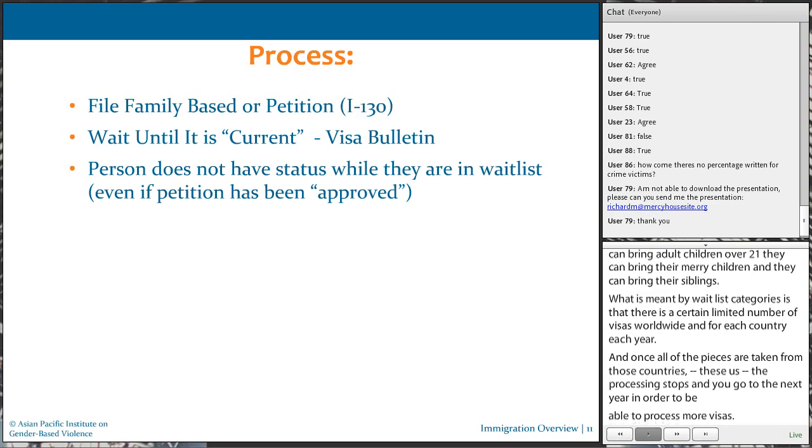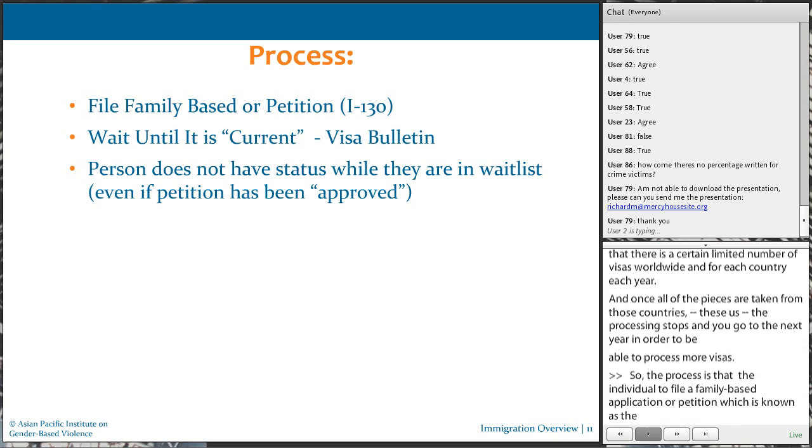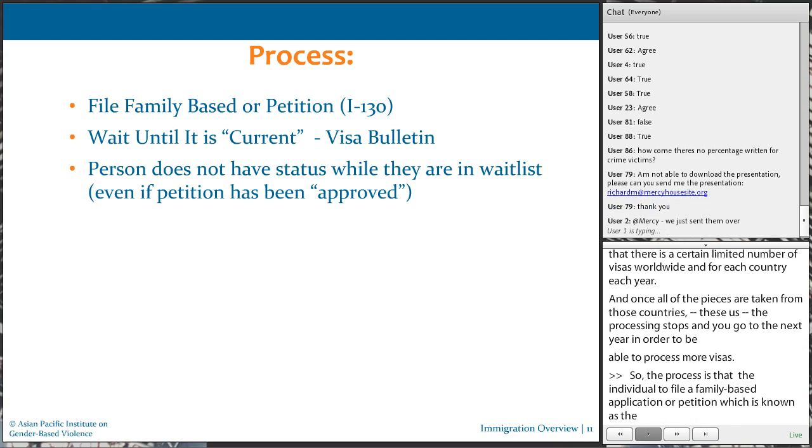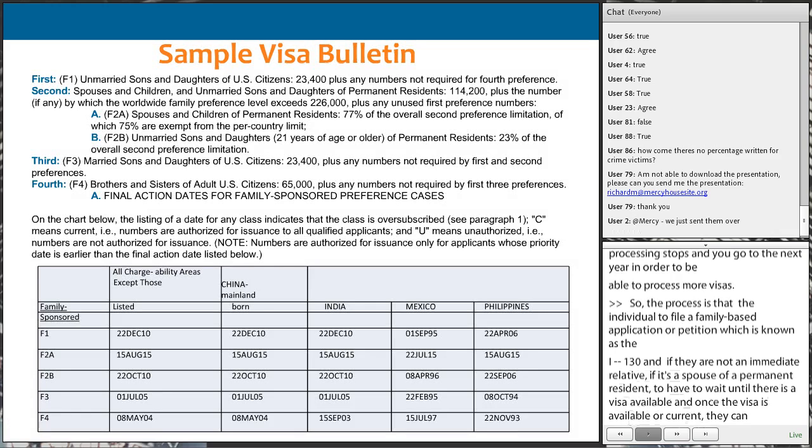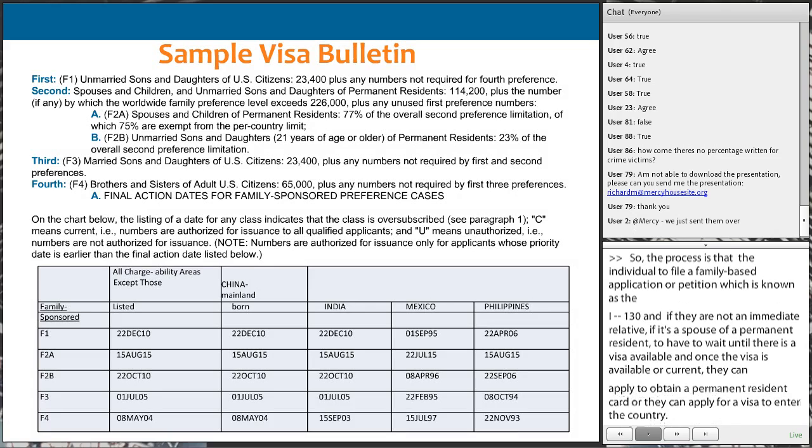Okay, so the process is that the individual would file a family-based application or petition, which is known as the I-130. And then, if they're not an immediate relative, let's say it's the spouse of a permanent resident, they have to wait until there's a visa available. And once the visa is available or current, then they can apply to obtain a permanent resident card, or they can apply for a visa to enter the country. And so on the next slide, it gives you a sense of what the challenges are, in that if you look at the categories, there is a long wait for visas to become available.